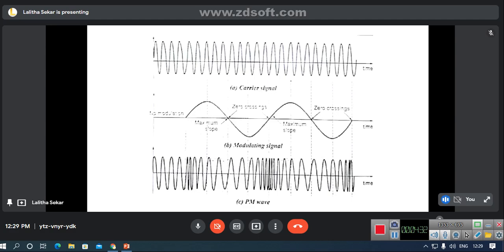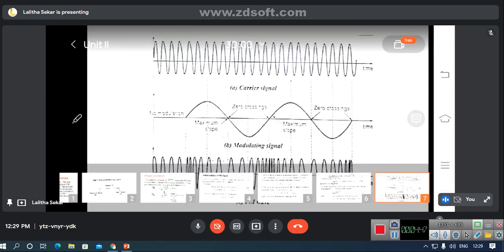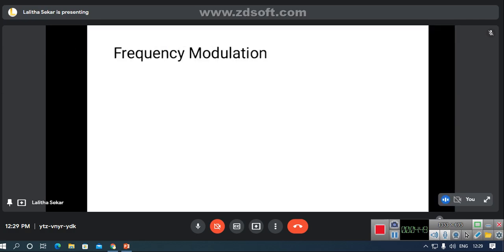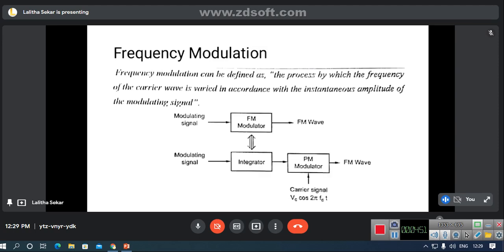The first is the carrier signal with time, and the second is the modulating signal. Comparing the carrier signal versus the modulating signal, we get the PM wave. The third signal is the phase modulation waveform. Next, frequency modulation. Frequency modulation is the process by which the frequency of the carrier wave is varied in accordance with the instantaneous amplitude of the modulating signal. In this, amplitude and phase will be constant.